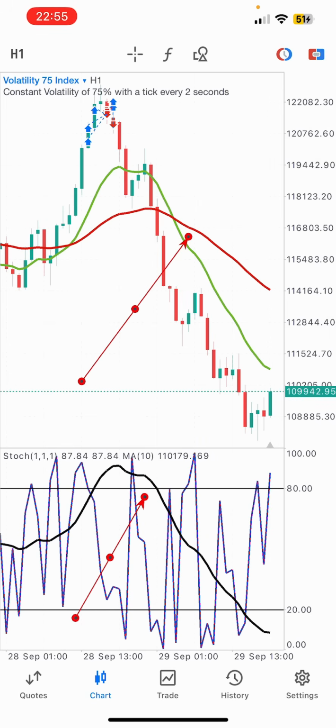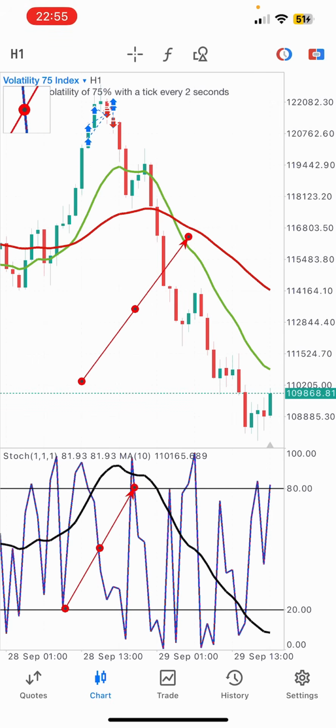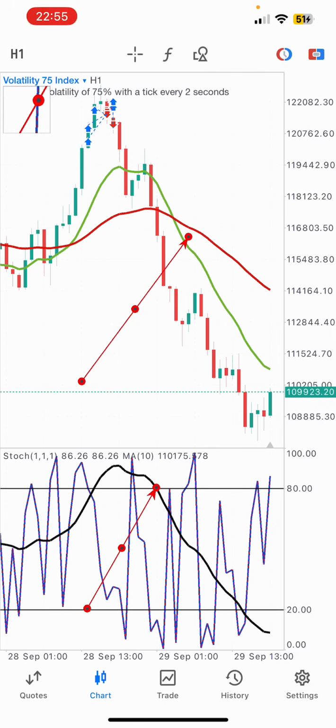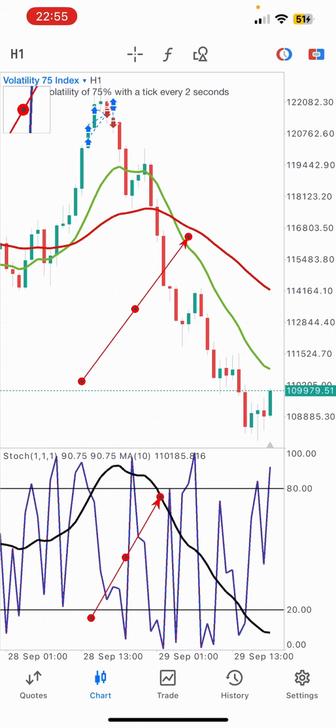Now we see we have the thunder crossover, and we have this crossover happening here as well. Do you want to immediately enter the trade? No. You need to make sure this 10 moving average crosses below this 80 level. Not just because it's forming a V shape means you need to enter the trade immediately. You need to exercise patience.